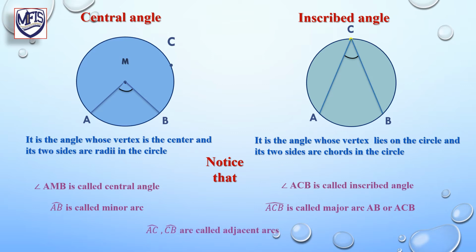Now arc AC and CB are called two adjacent arcs. Here AB and BC, two adjacent arcs, and also here AC and CB, two adjacent, or CB and BA, two adjacent arcs. Okay.